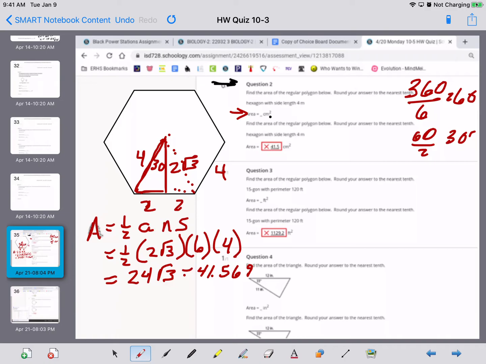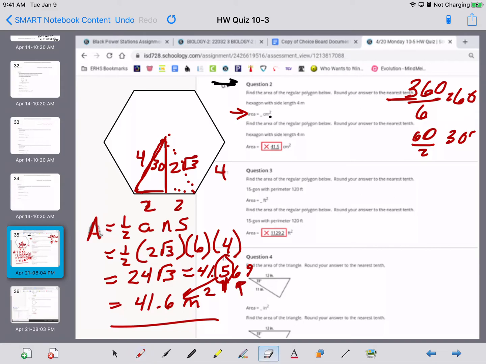Here they say round to the nearest tenth. That's the tenths place. So this answer needs to be 41.6, and it is meters squared. Be careful not to round until the very end, because our rounding is a big deal. I'm supposed to go to the tenths, and the hundredths position is 5 or bigger, so that's why the tenths position goes up to 6. All right, so that's that first one.